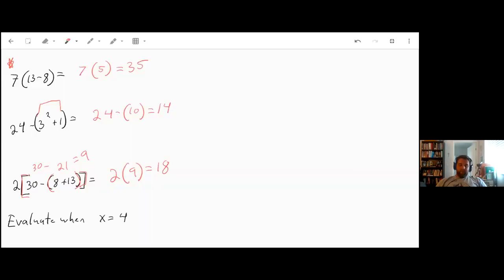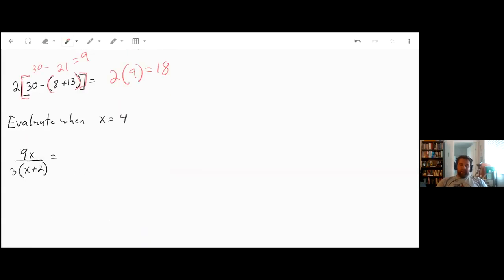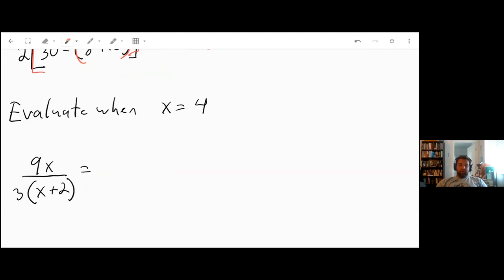So moving on, the last problem is asking us to evaluate when x equals 4, with this equation of 9x over 3x plus 2. We can do this just by replacing each x with a 4. And I'll put it in parentheses to help remind us that this would be 9 times 4 instead of 94, because those are two different things. You need to make sure that you remember that we are still multiplying there. So 9 times 4 over 3 times 4 plus 2.